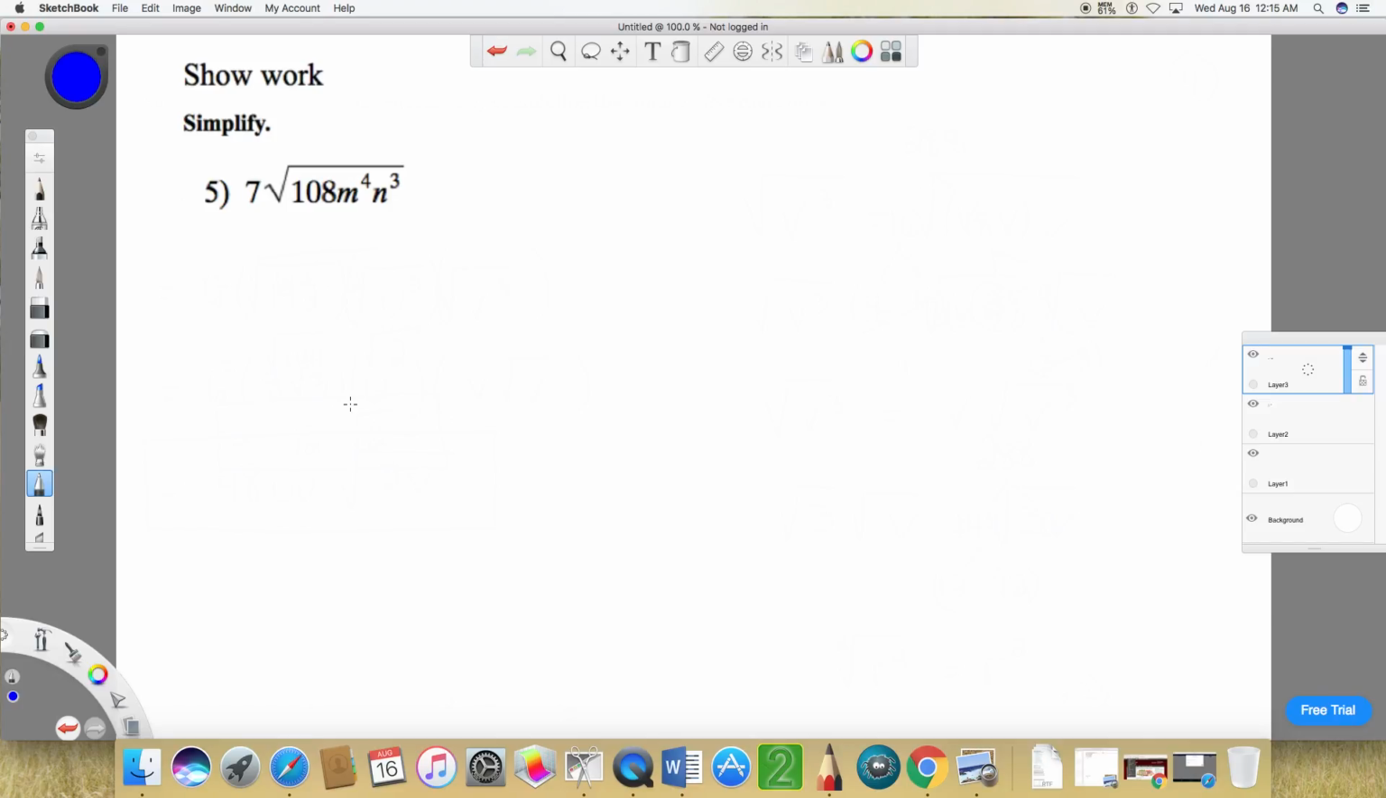Let's take a look at number 5. They're asking us to simplify this expression: 7 times the square root of 108 times m to the fourth power times n to the third power. And with these radicals, we know that when we have multiplication, we can break it apart. And we have this.